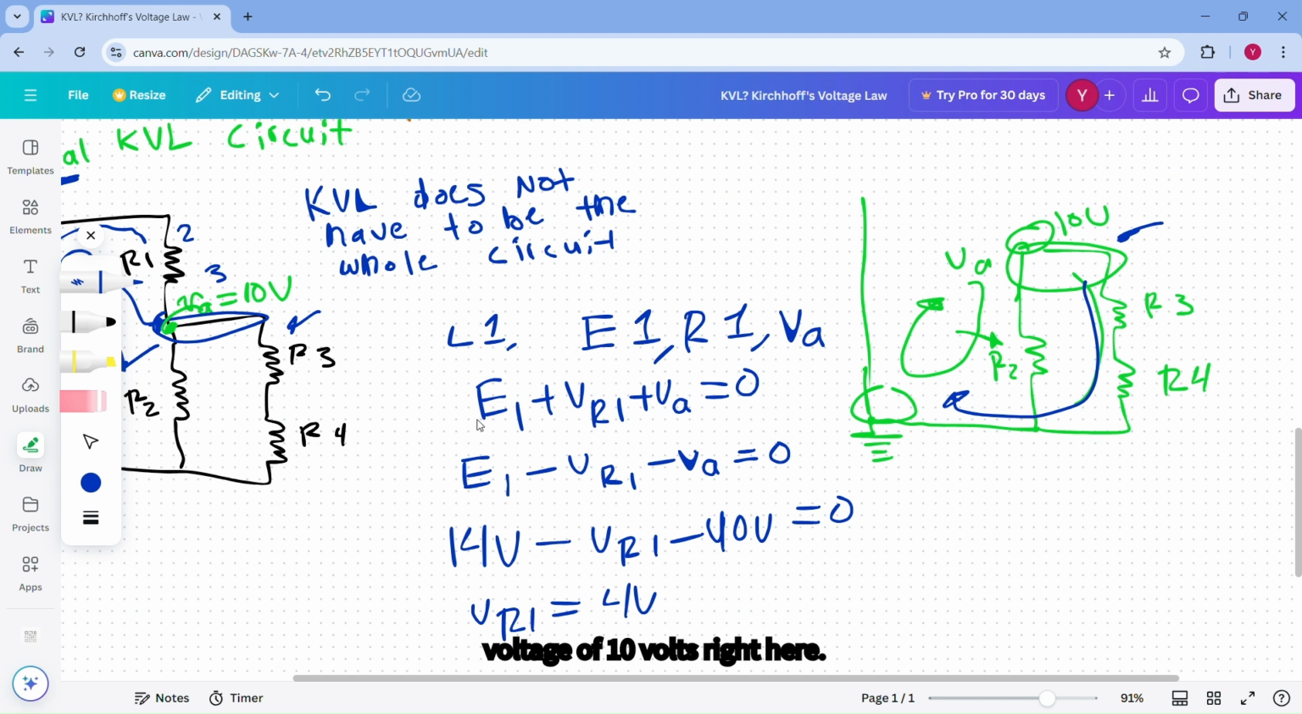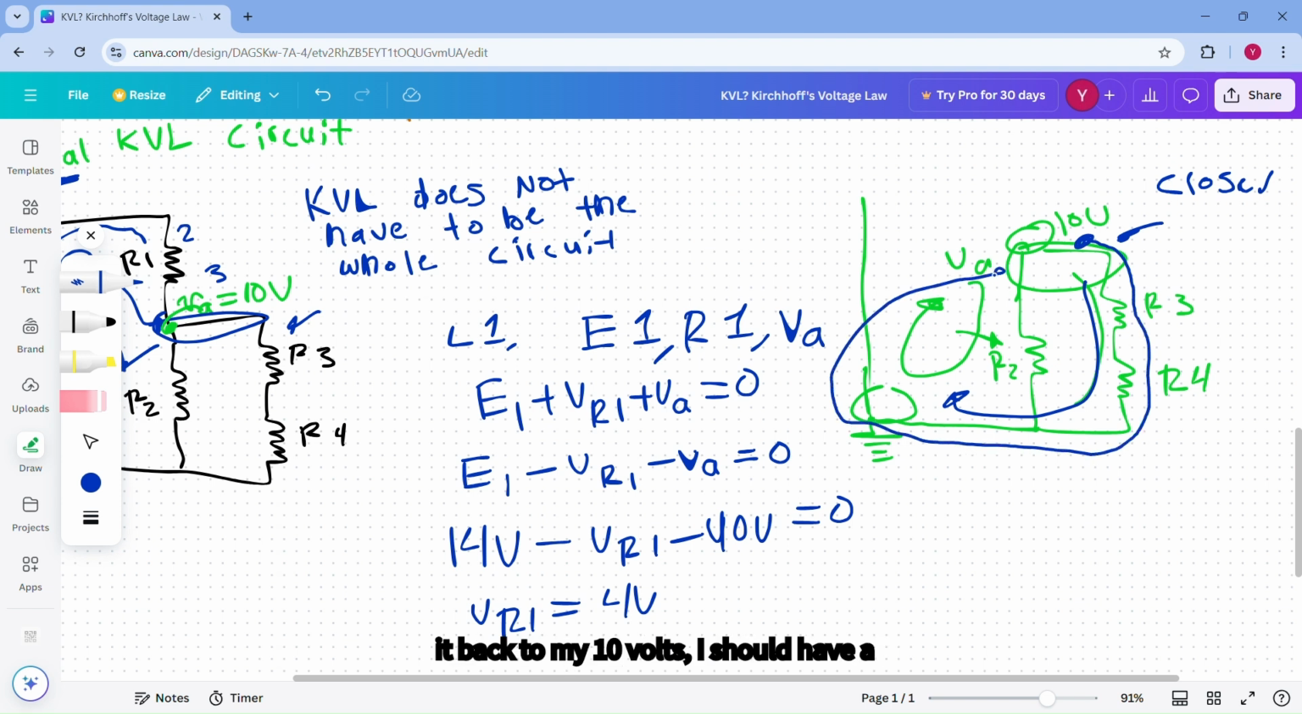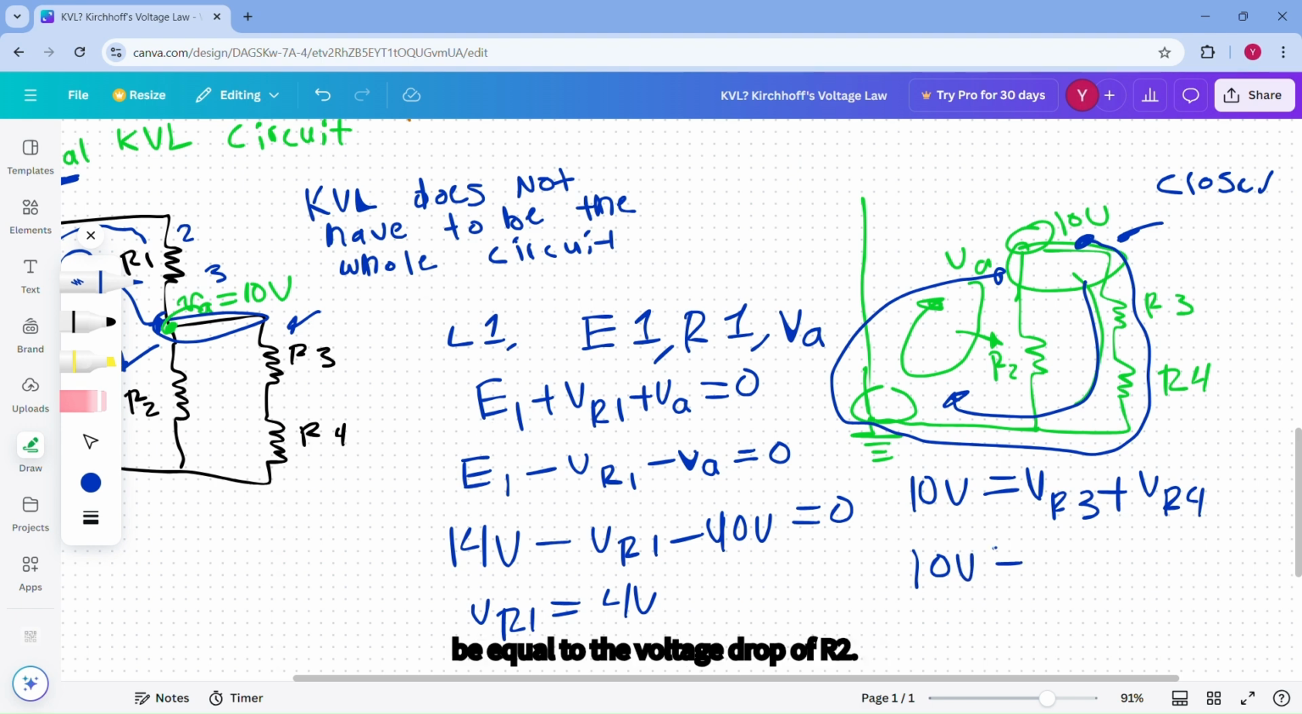We know this nodal voltage of 10 volts right here. And we're still thinking about how can I form a closed loop? If I'm starting at this 10 volts, I'm going to R3, I'm going to R4, and then to ground and back to my 10 volts, I should have a case where I can apply KVL, okay? So I'm really saying 10 volts should be equal to the voltage drop across R3 plus the voltage drop across R4, and I'm also saying 10 volts should be equal to the voltage drop of R2, okay? So that's two separate ways that nodal voltages can help us in using KVL.